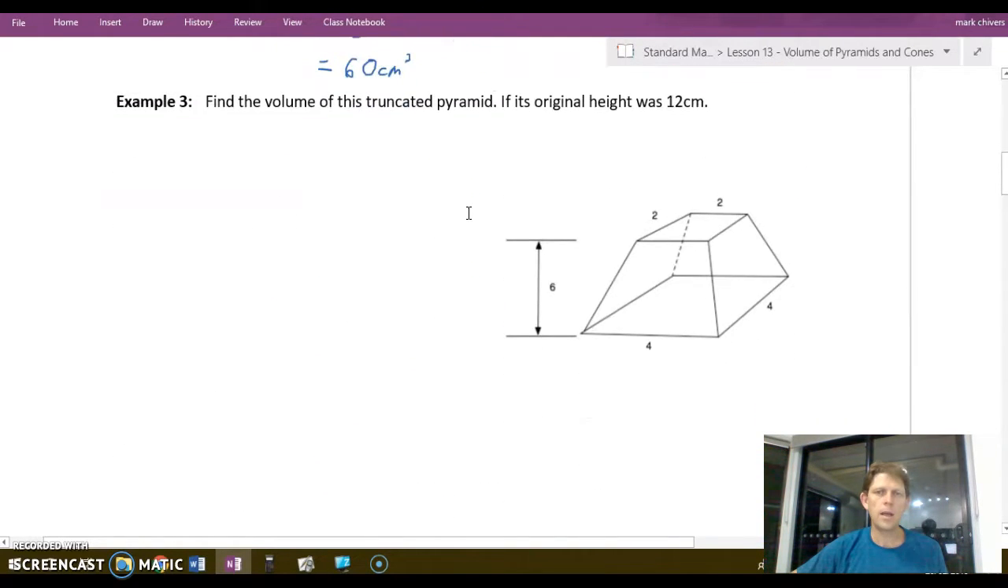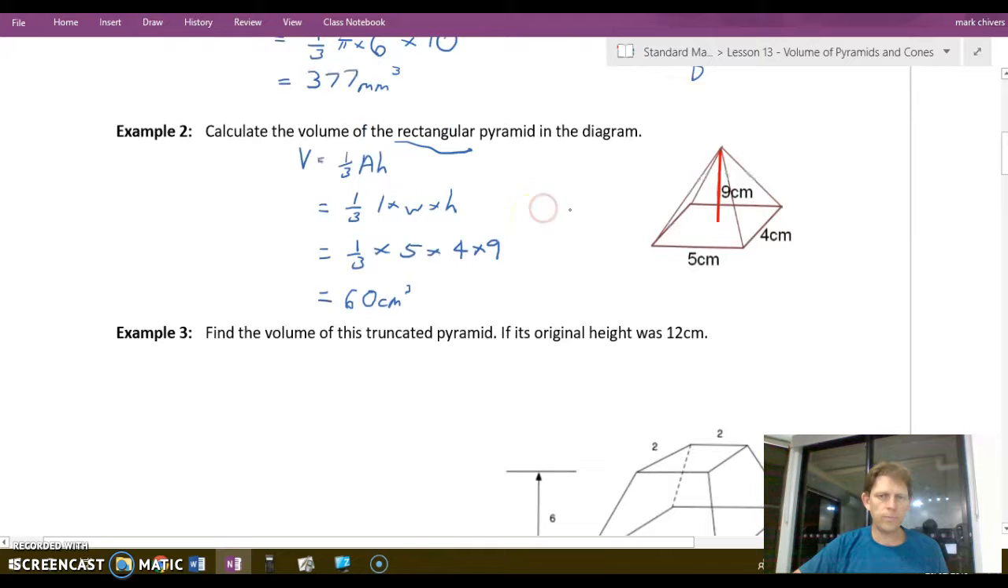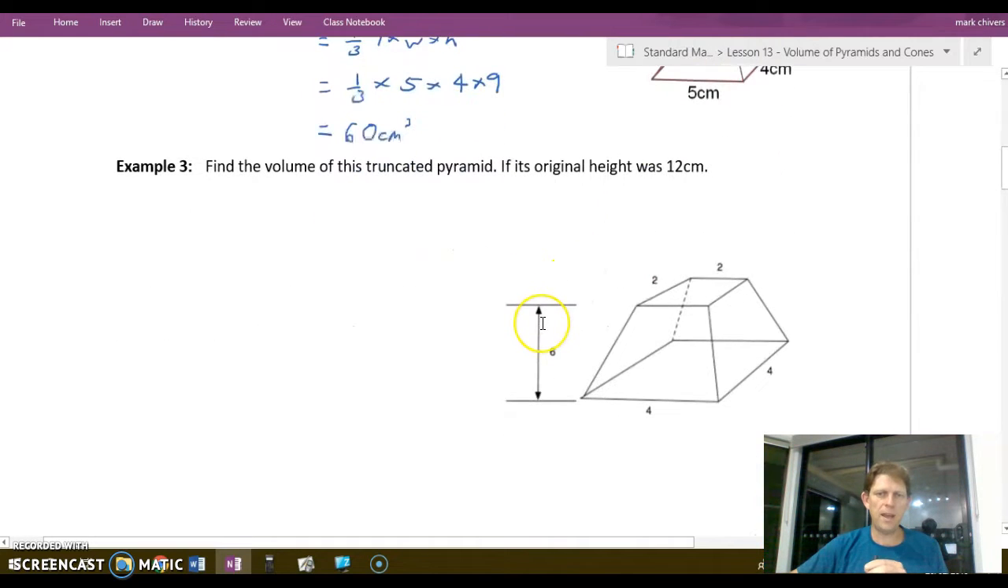Area is squared. So the next one is the volume of a truncated pyramid if its original height was 12 centimetres. So we had a question like this the other day that was a little bit more complex. This one, because they give us the height of the original pyramid, what we can imagine is, well, at this point here, sorry, pen issues. At this point here, we can imagine that there was a pyramid still going on that sits sort of on top.